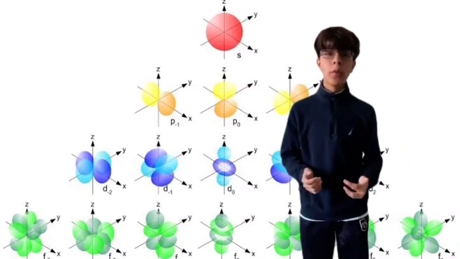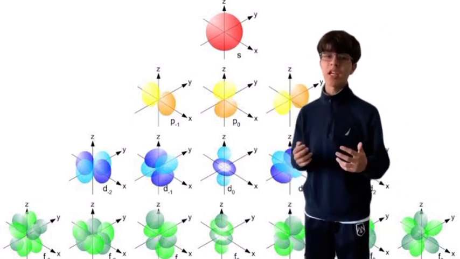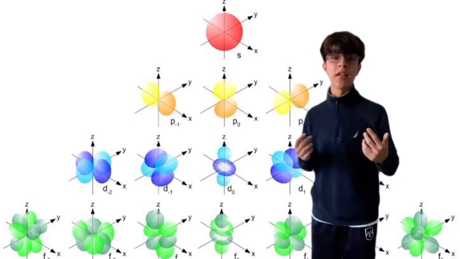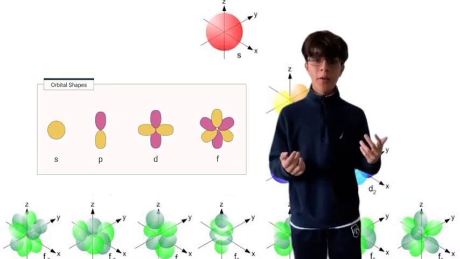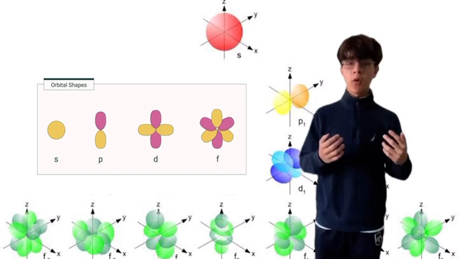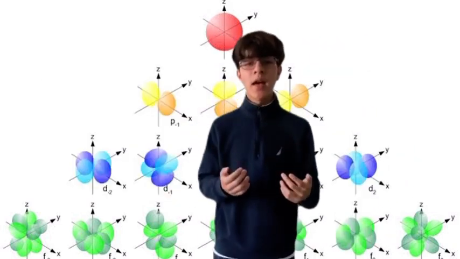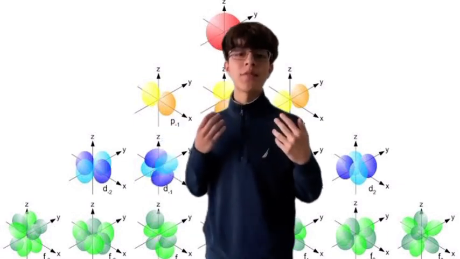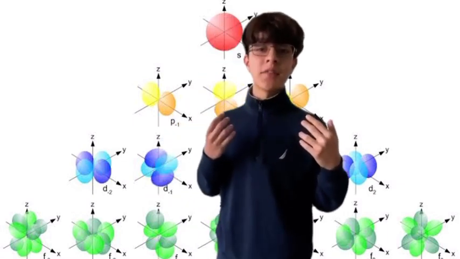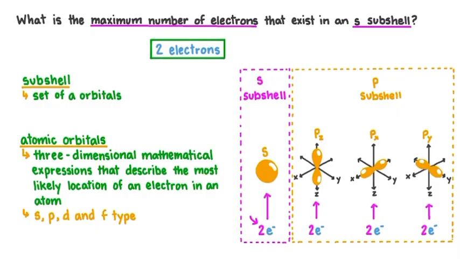Orbitals are like the rooms where electrons hang out, but these rooms aren't all the same shape. Each type has a unique design. S for sphere, P for dumbbell, D for globe, F for complex and funky. These shapes help us understand how electrons behave and how atoms interact in chemical reactions. And remember, every orbital can hold a maximum of 2 electrons.